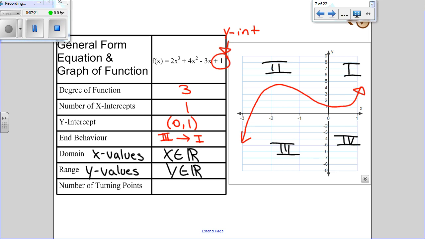This thing would have 2 turning points. Remember, we're talking about changing directions. So this thing came up here. That would be a turning point where it changed and now it started going downhill. This is another turning point where it's changed and it's now going uphill. So the number of turning points on this thing would be 2.